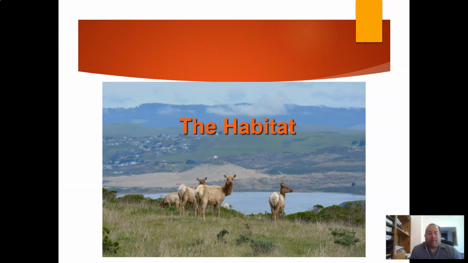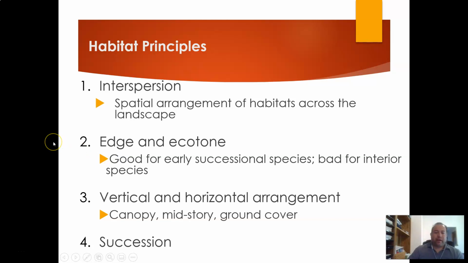So the second of our pieces of the puzzle in terms of wildlife management is the habitat. And so we've got 4 basic habitat principles. Hopefully we're pretty comfortable with the 4th one there, succession, because it's something we've talked about, but let's add in 3 other parts. So we're going to add in interspersion, which is the spatial arrangement of habitats across a landscape.